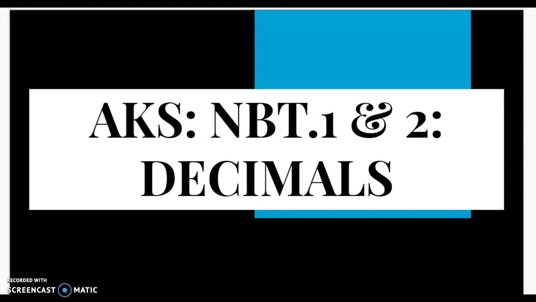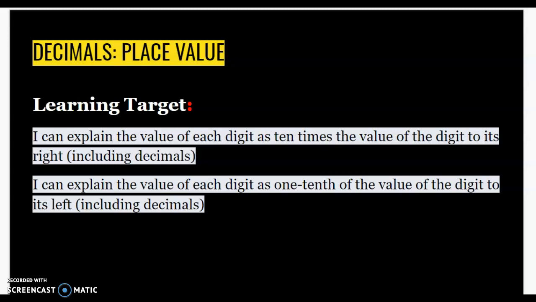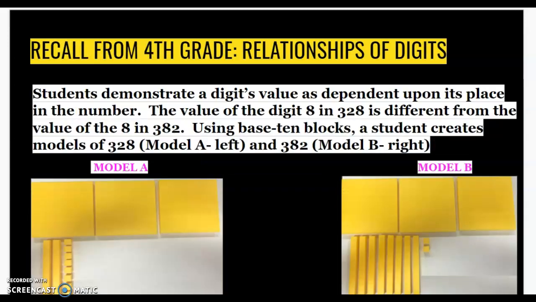Our AKS for this week is NBT.1 and NBT.2 over decimals. Your learning target is I can explain the value of each digit as 10 times the value of the digit to its right. This would include decimals. I can explain the value of each digit as 1/10 of the value of the digit to its left, including decimals. Recall from 4th grade when you studied the relationships of digits.